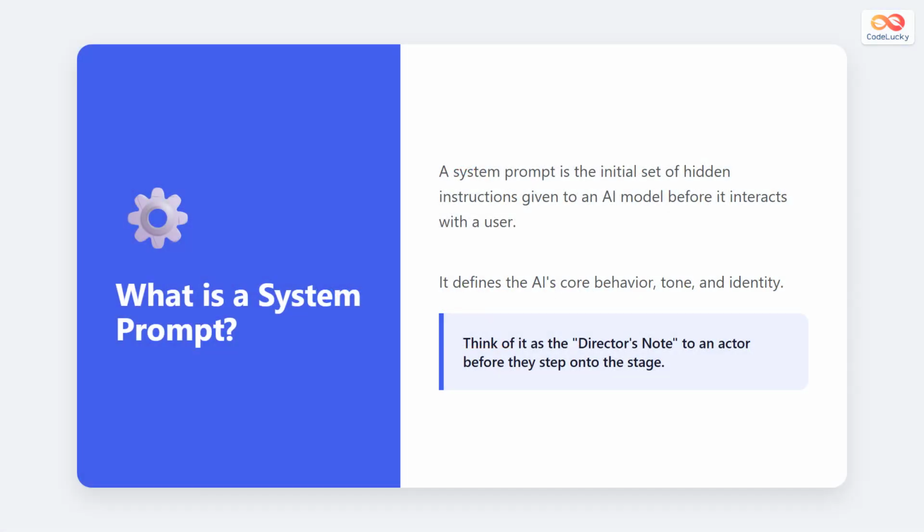So, what exactly is a system prompt? Imagine you are a director working with an actor. Before the play begins, you give them a private note about their character's motivation and personality. That is the system prompt. It is a set of hidden instructions given to the model before the user even types their first hello. It defines the rules of engagement.